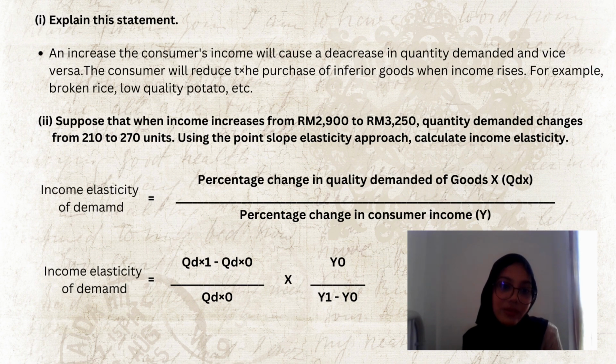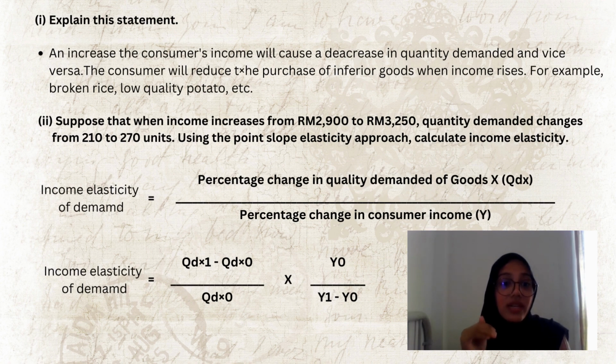Question 3, Roman 2: suppose that when income increases from 2,900 to 3,250, quantity demanded changes from 2,010 to 2,070 units. Using the point slope elasticity approach, calculate income elasticity. The answer: we use the formula for income elasticity of demand, the percentage change in quantity demanded of good X divided by the percentage change in consumer income, then we will get the answer 2.37.